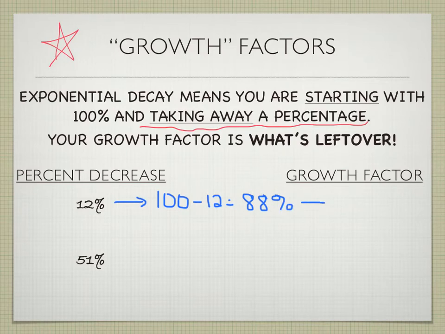And then that is what's going to become my decimal that I want to actually put into my problem, which would be 0.88. So this is what I would put in as my b value. Okay?